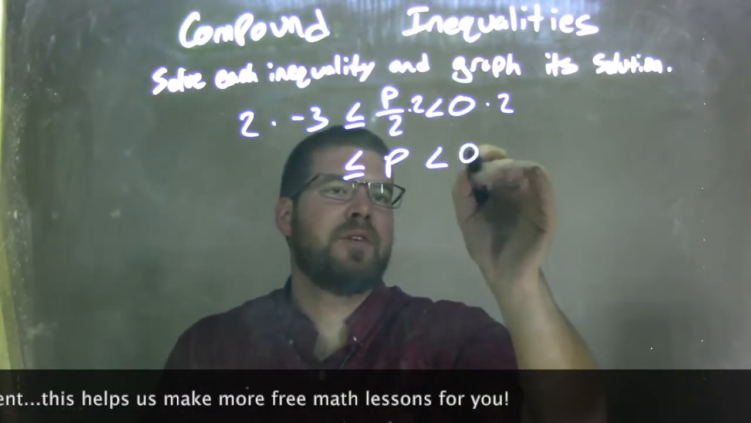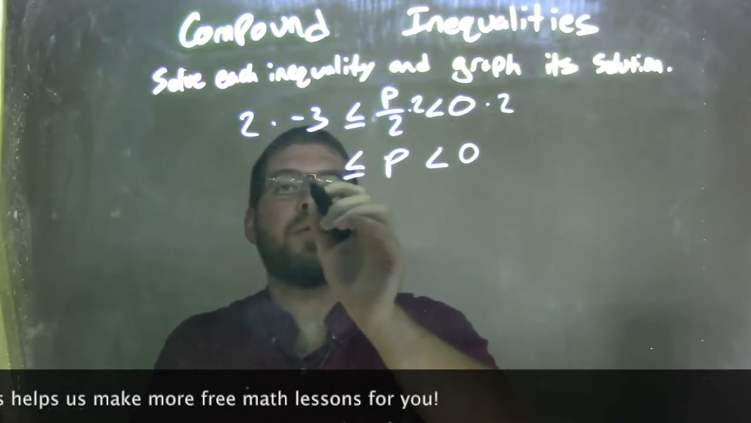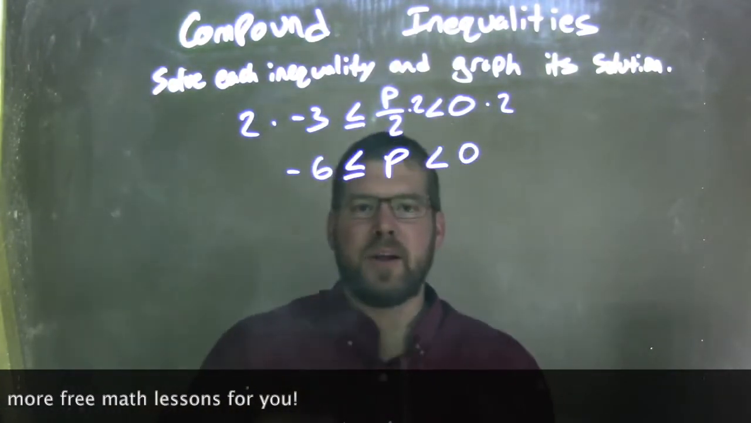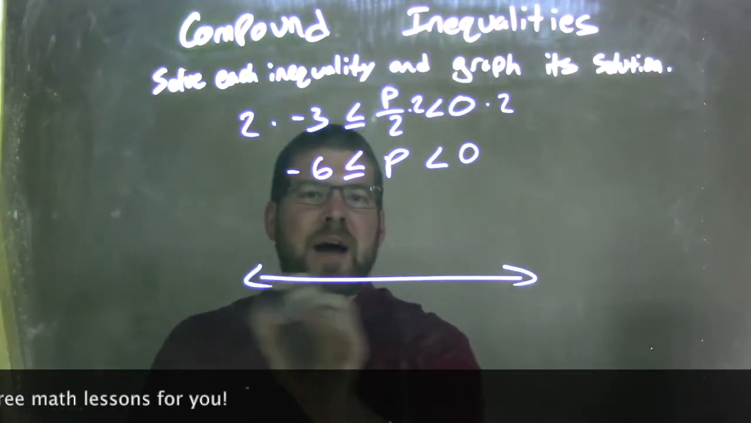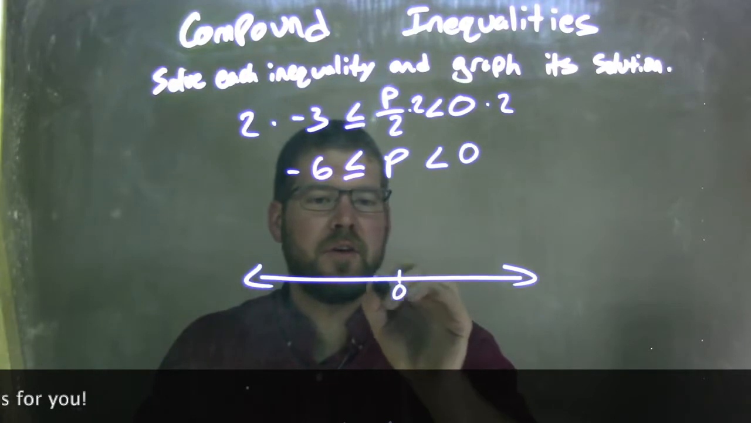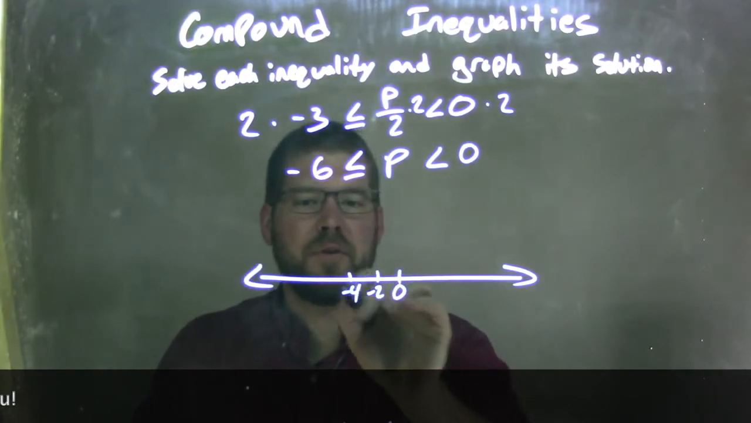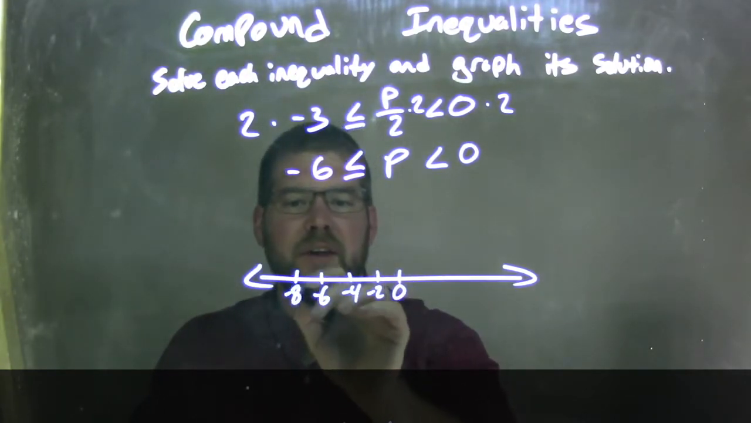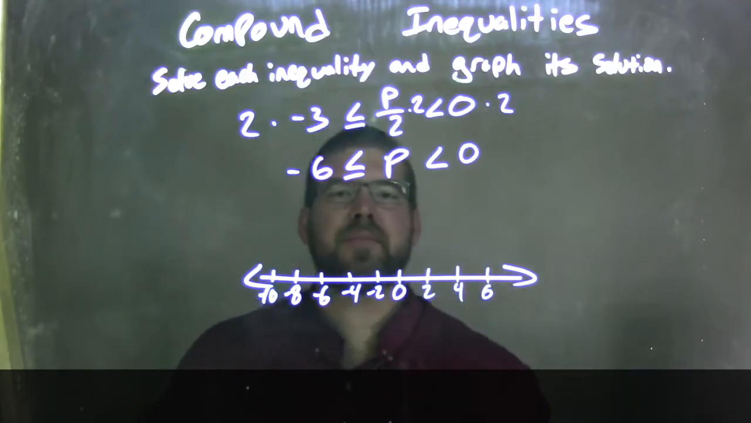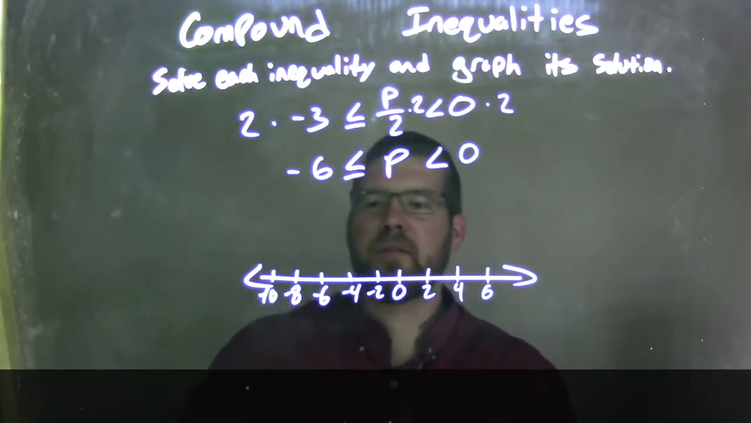0 times 2 is 0. And 2 times -3 is -6. So fantastic, I have my compound inequality. Let's graph it right here. I'm going to make sure we go down to -6. So we have 0, -2, -4, -6, -8, -10, and 2, 4, 6. Okay. We start with the -6.